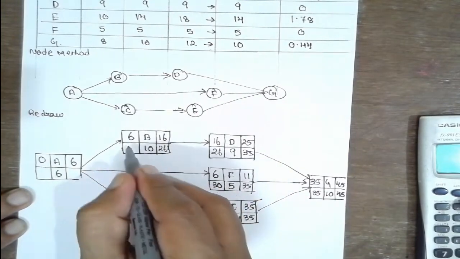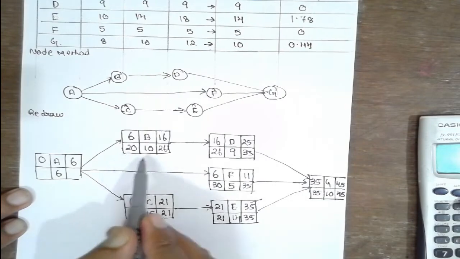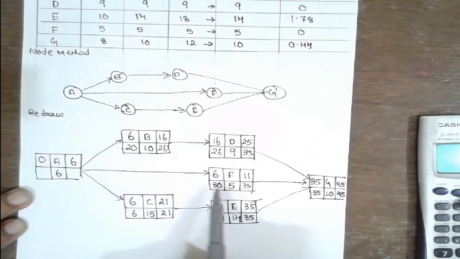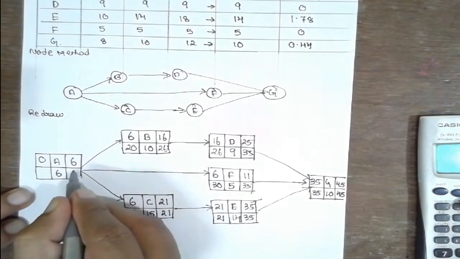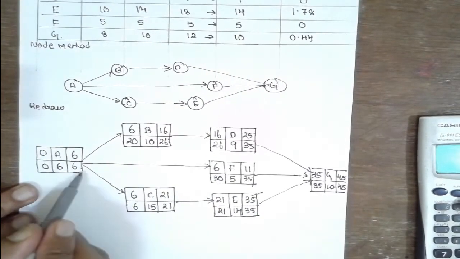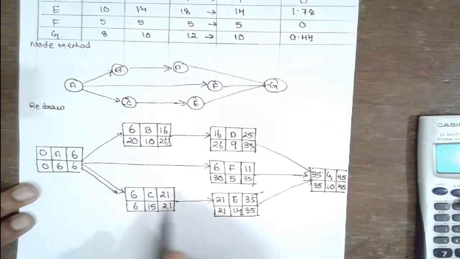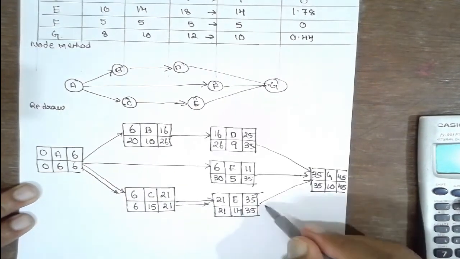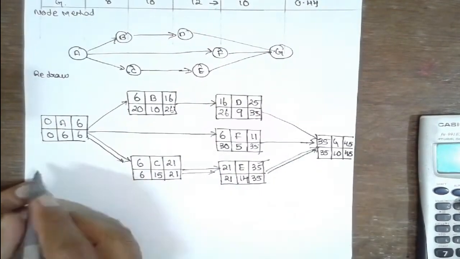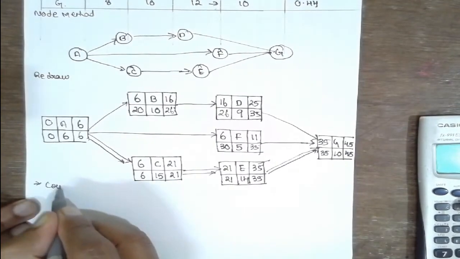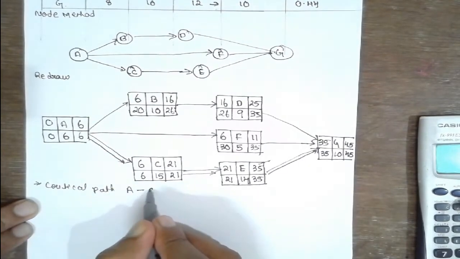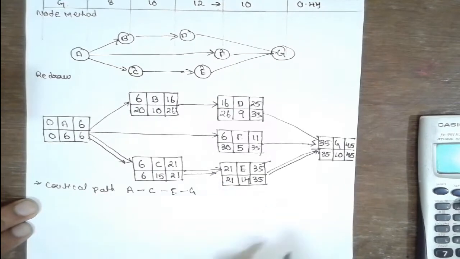26 minus 10, 20. Now you have to select the smaller. If you are moving from right to left, you have to select the smaller. See, the 20 is larger, 30 is larger. What about 6? 6 is smaller. 6 minus 6, 0. What is the critical path? Now this is the critical path. 6 and 6, 21 and 21, 35 and 35, 45 and 45. That means the critical path is A, C, E, G. This is the critical path.